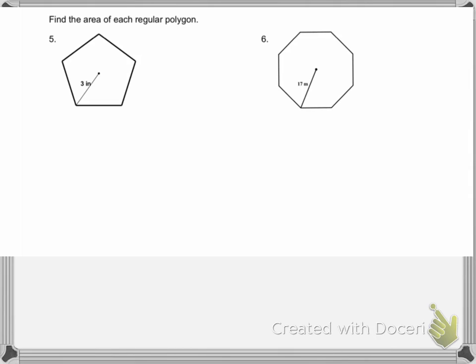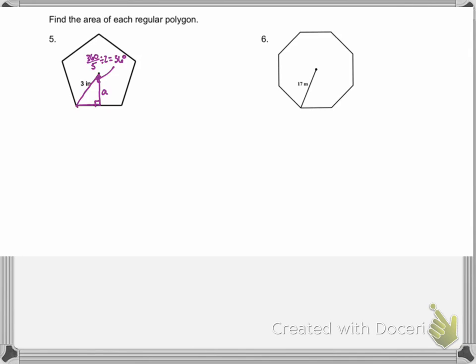So once again, I give you a radius. It's 3. I'm going to go ahead and create that little right triangle. And again, we're going to focus on finding the apothem first. So the key to finding the apothem, we need the angle of this triangle that's been formed here at the top. So to get that, 360 divided by the number of sides, which in this case is 5, cut in half. We end up with 36 degrees.